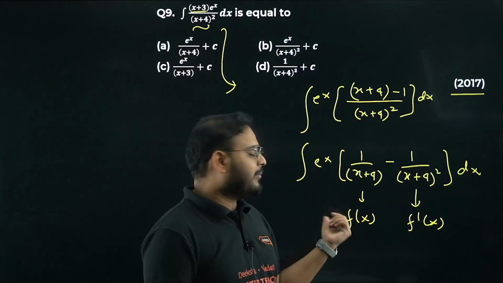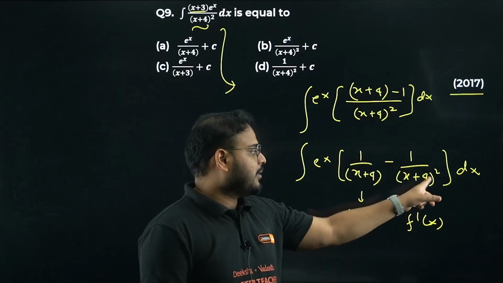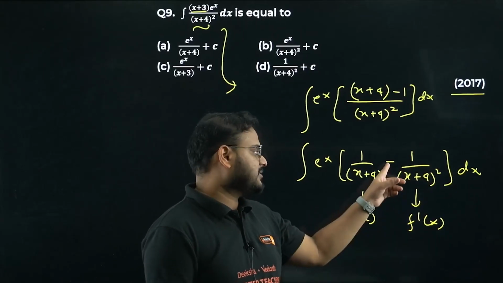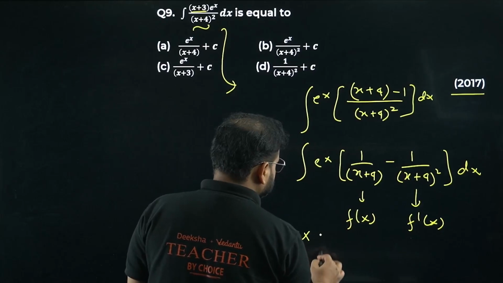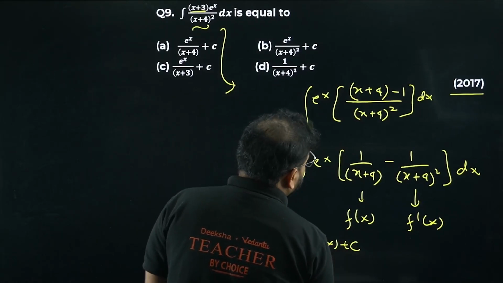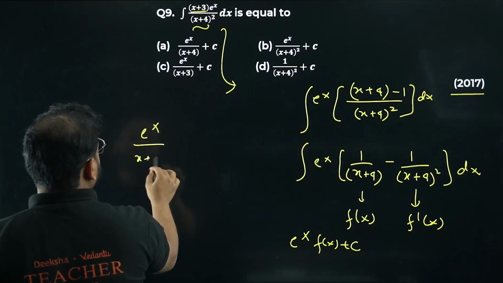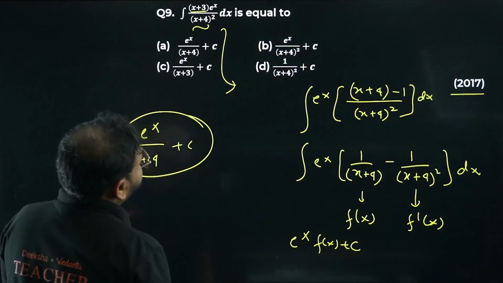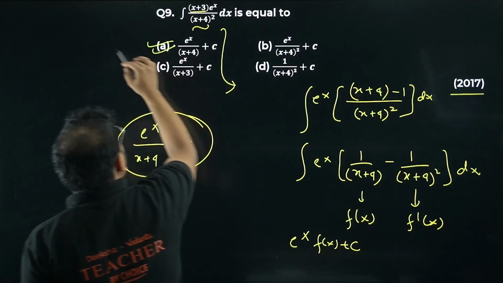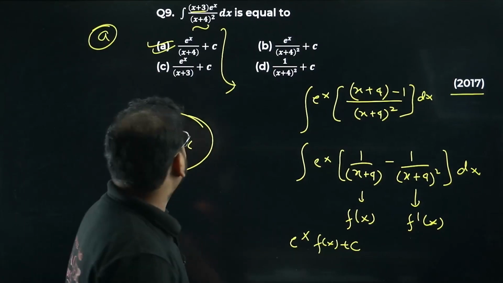If you differentiate, you'll have minus 1 times of x plus 4 power minus 1 minus 1. So minus 2 comes here in the denominator, becomes square. Minus 1 is as the coefficient, okay? So answer will be simply e^x f(x) plus c. Hence e^x times of this x plus 4 in the denominator plus c. Option A looks good. Please check. Option A is correct. Okay, question number 9 is done.